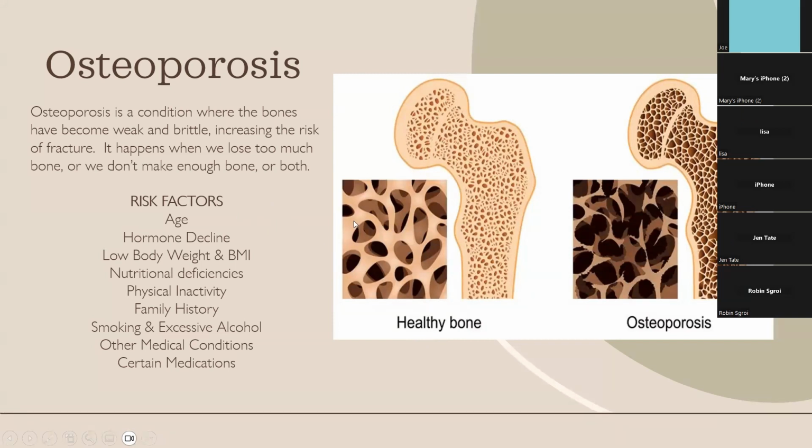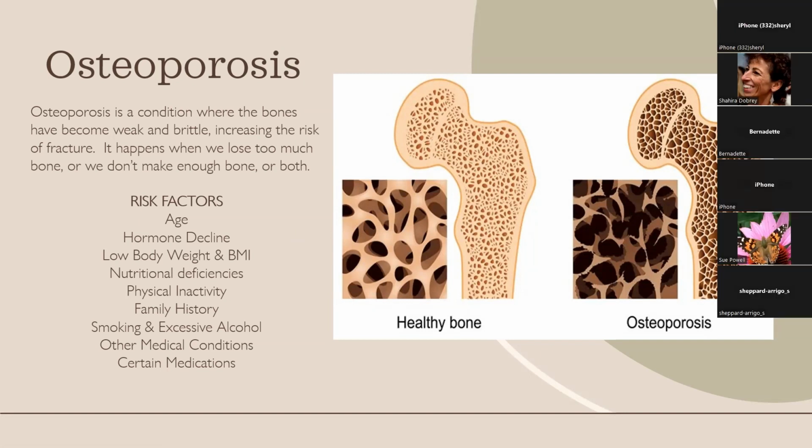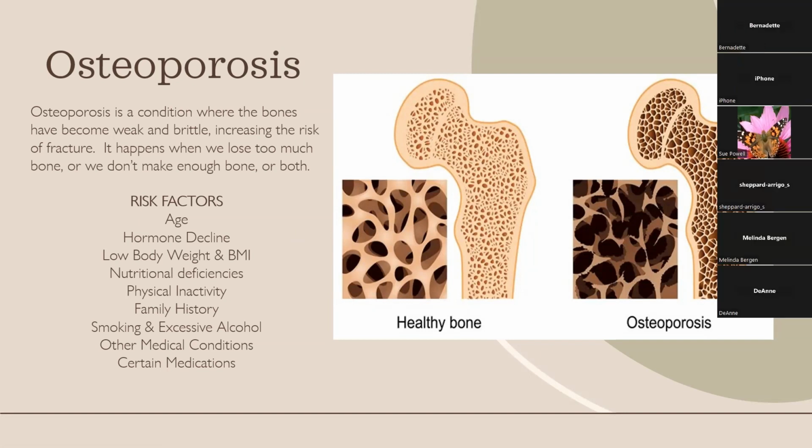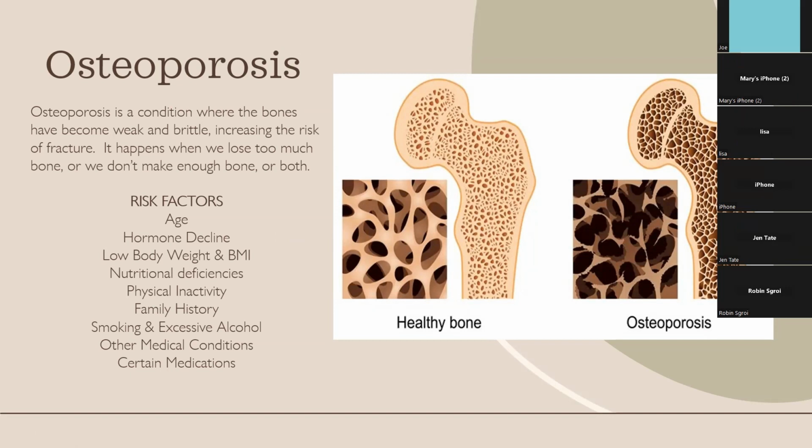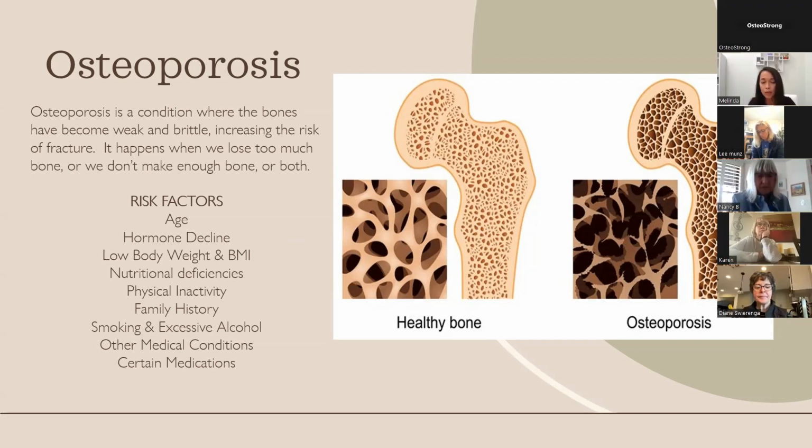I've listed the major risk factors for osteoporosis. Age. So, as we age, our bone density will tend to decline and our bone remodeling processes become less efficient. Hormone decline. In menopause, women will have declines in estrogen, progesterone, and testosterone, and men can see decline in their testosterone levels. Nutritional deficiencies like calcium and vitamin D and other nutrients, physical inactivity and lack of weight bearing, having a family history of osteopenia or osteoporosis, smoking, and excessive alcohol intake will both reduce bone density.